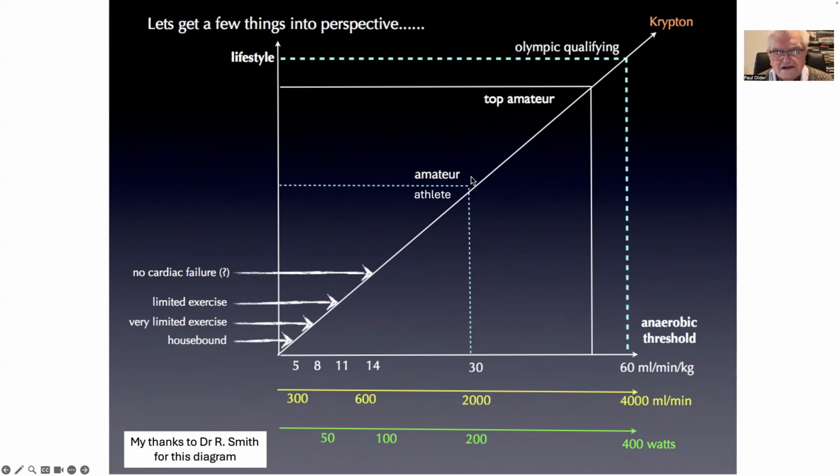An amateur athlete is about what? Double what you are watching this video. A top amateur is up around 50, but even that isn't as high as the threshold for Olympic qualifying. So in fact, your anaerobic threshold virtually dictates your life.